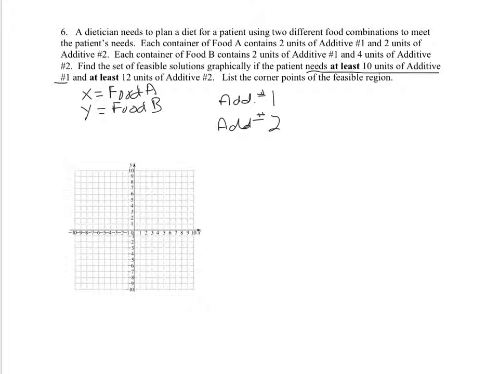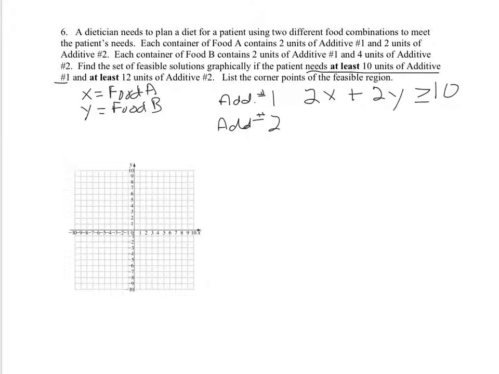So here's what we have. 2 units of additive 1 in food A is a 2X, plus 2 units of additive number 1 in food B is a 2Y, and we need at least 10 units of additive 1. At least means it's okay if it's more than, but it can't be less. So 2X plus 2Y has to be greater than or equal to 10. This is the tricky part, getting the equation.